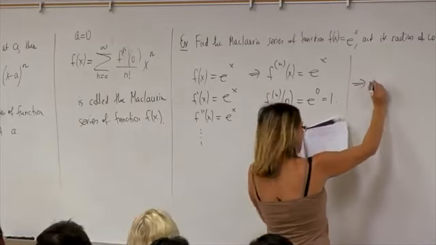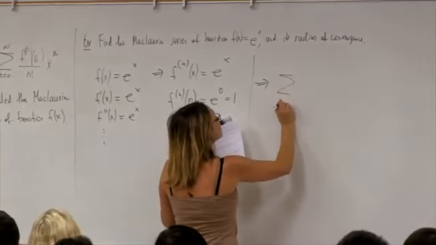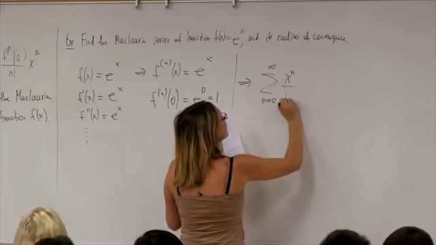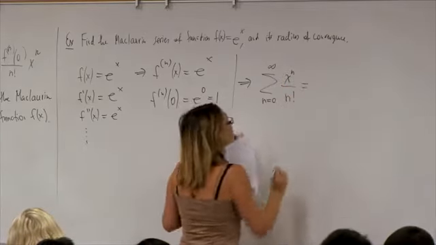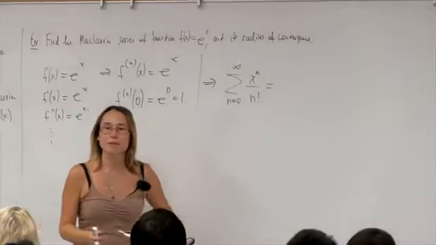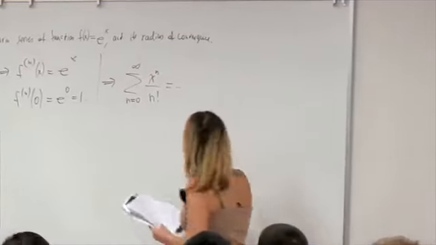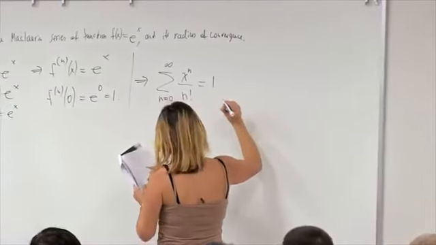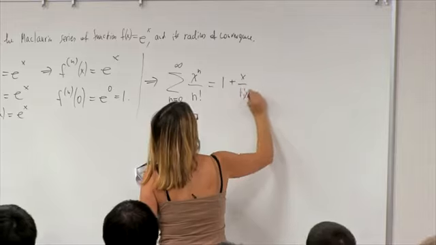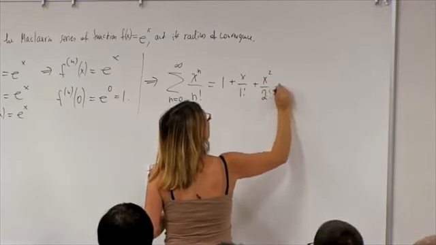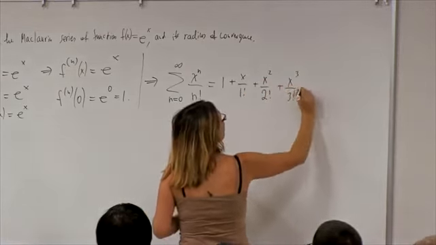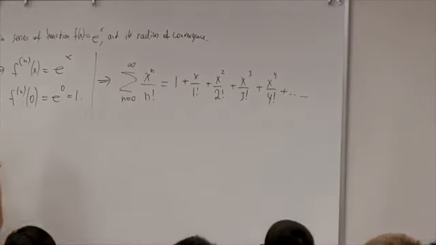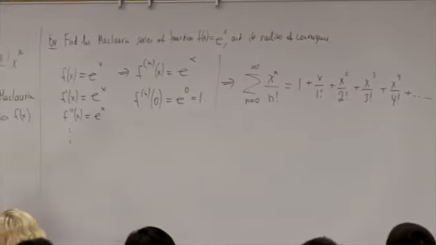So we can say that we have the sum from 0 to infinity, x to the n over n factorial. And I'll write it down, skipping the sigma notation, just to show you what it looks like. So when n equals 0, we just have 1. And then we have x over 1 factorial plus x squared over 2 factorial plus x cubed over 3 factorial plus x to the 4 over 4 factorial, and so on. Okay. Fine.